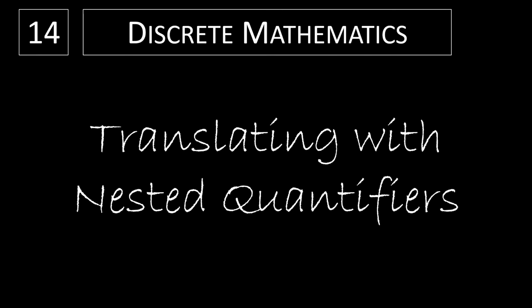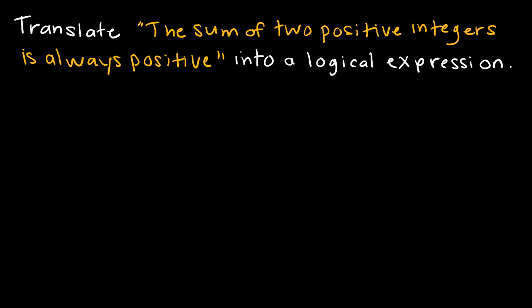In this video, we are going to translate sentences involving nested quantifiers. We'll start with a fairly straightforward example. The sum of two positive integers is always positive, and we're going to translate this into a logical expression. That means we're really going to focus on quantifiers.